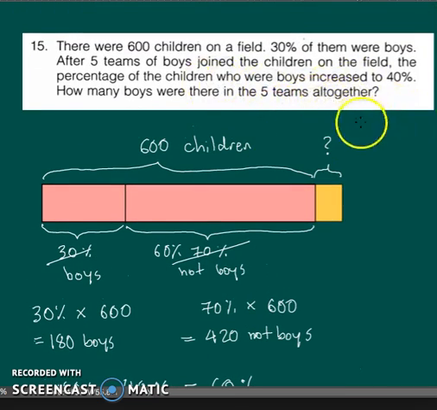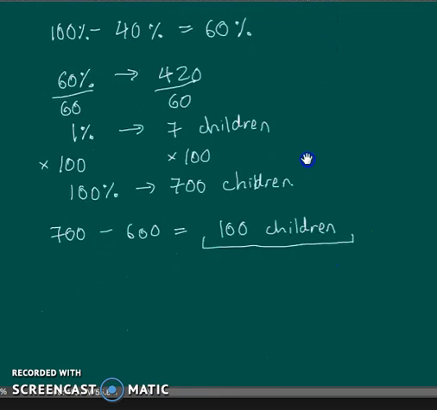The 5 teams were made up of boys. It doesn't really matter that there were 5 teams. They just kind of threw that in there to possibly challenge or confuse us, but there were 100 boys in the 5 teams that showed up all together. That is your answer.